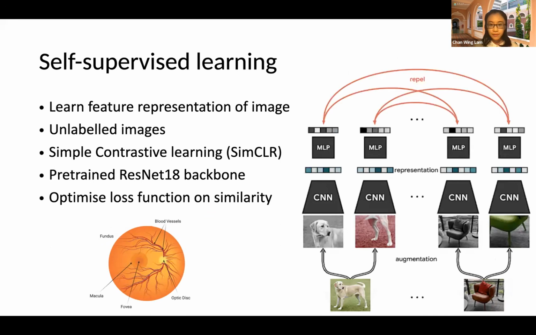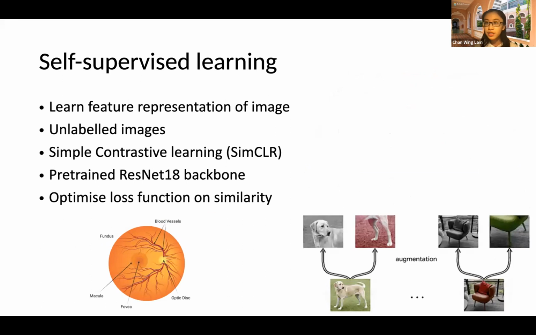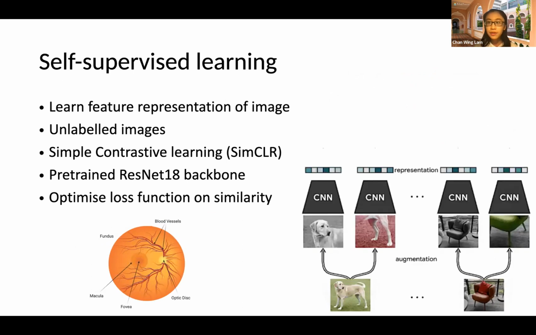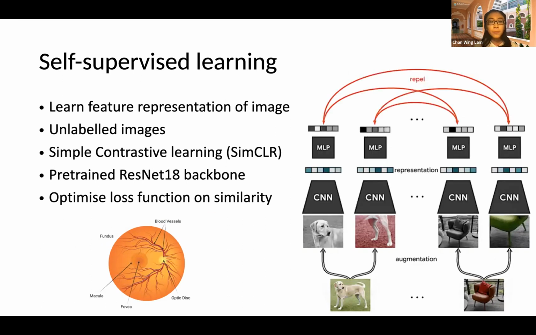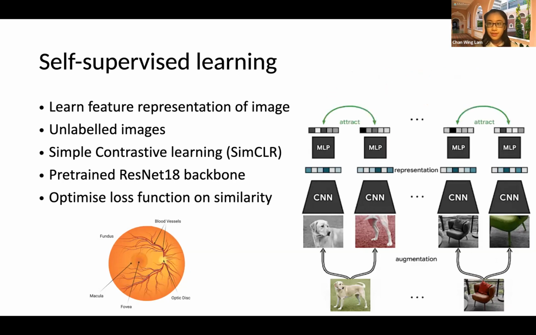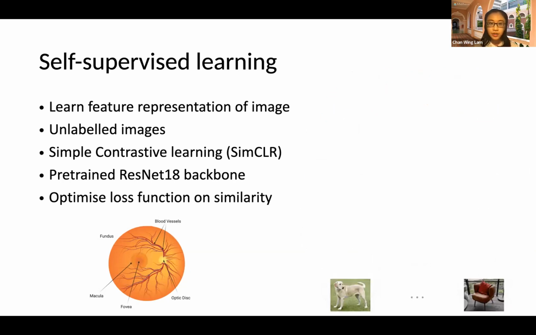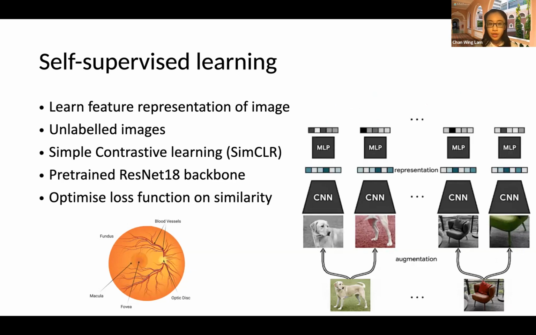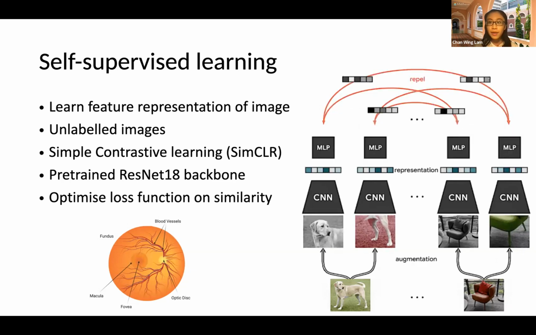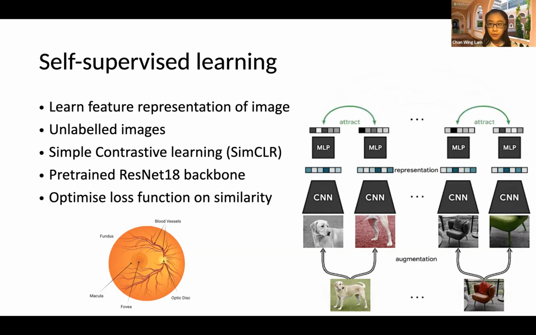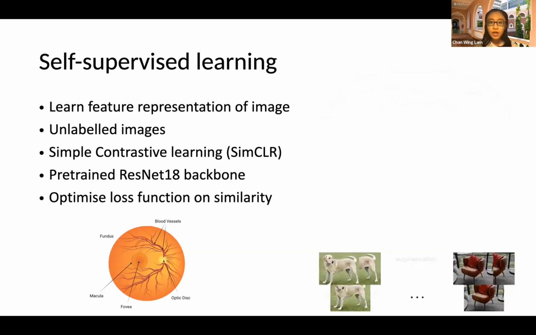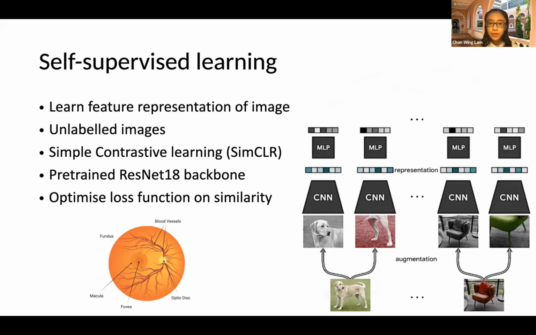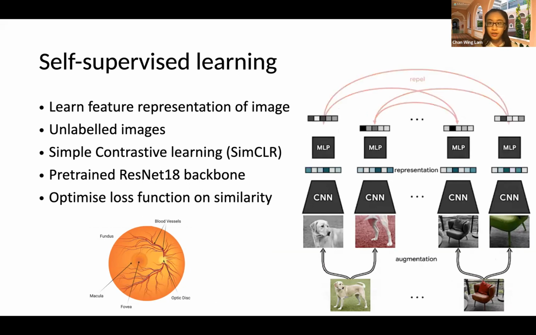So we take a retinal image, augment them into two. By augmentation, we mean we crop them, rotate them, etc. And then we put them into a pre-trained ResNet 18 backbone. The goal we hope to achieve is that images from the same retinal photo attract, while images from different retinal photo repel. So we did it by optimizing the loss function on similarity.